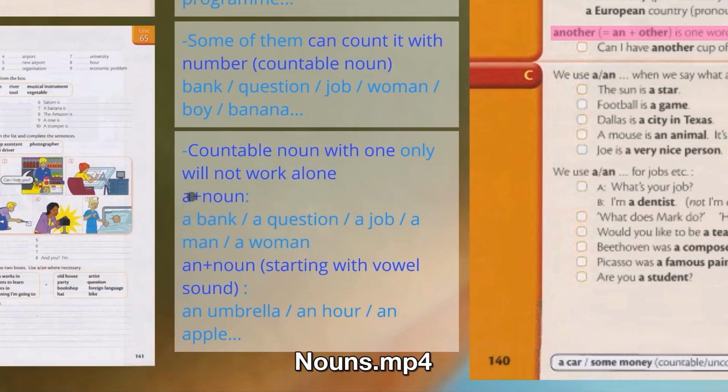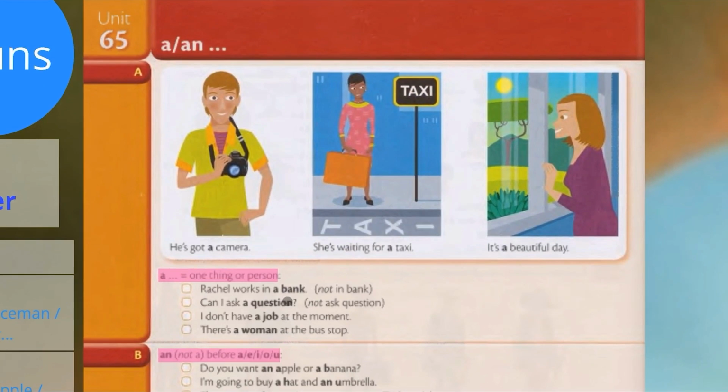Article A. For example, instead of saying bank, we say a bank. Instead of saying question, we say a question. A job, a man, and a woman. Some of the nouns start with a vowel sound. They must add the article an. For example, instead of saying umbrella, we have to say an umbrella. Instead of saying hour, we say an hour. An apple. Let's take a look at some examples.